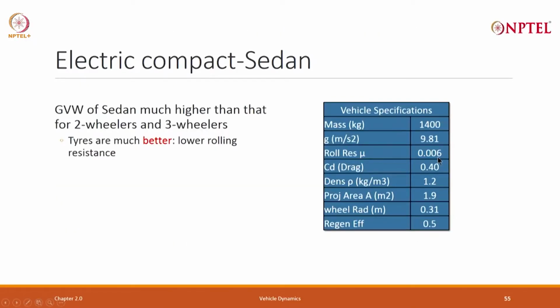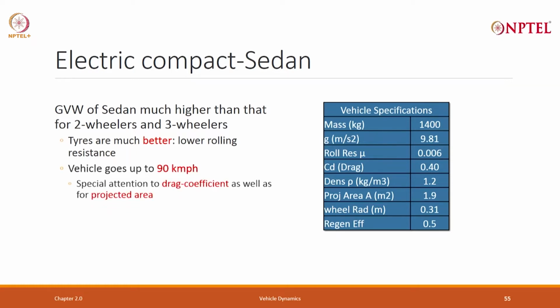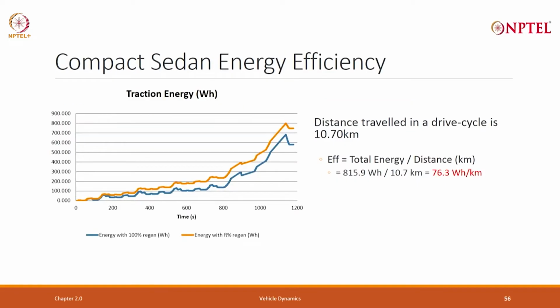Given this, you again take a sedan, a rough sedan of 1400 kg. Rolling resistance is good, you put better tires in four-wheelers. Drag coefficient is 0.4, projected area is close to 2 square meters, and wheel radius is bigger, 0.3 meters. Again we have assumed a regeneration efficiency of 0.5, which we will keep changing. The vehicle goes up to 90 kilometers per hour, so drag coefficient and projected area matter a lot. Remember these two parameters play a role. Again I calculate the energy efficiency.